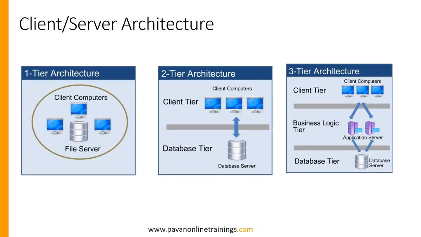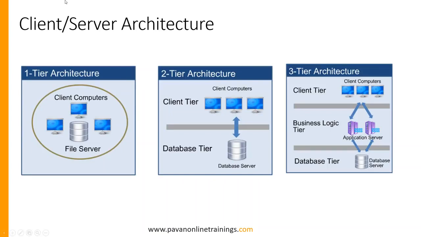And in the two tier architecture, the server is located somewhere else, and clients will be in different places. The server will be in one place, and clients can be in different places. And the three tier architecture is divided into three categories: the client layer, the business logic layer, and the database layer.